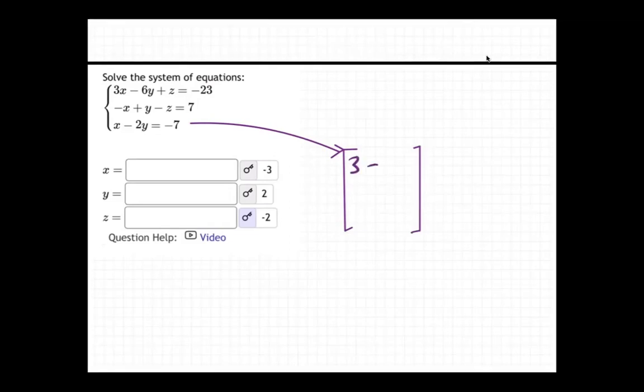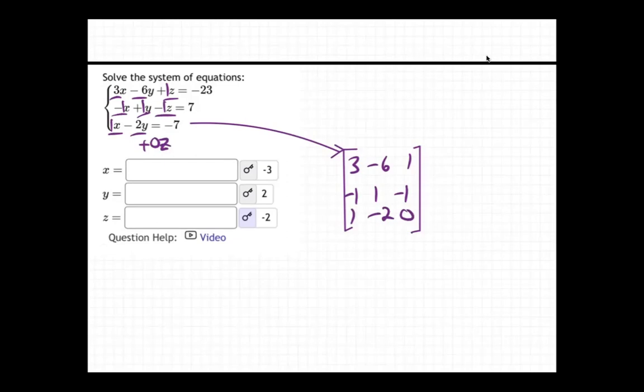So 3, minus 6, 1. Where did I get that? 3, minus 6, and there's 1 in front of z. And then this is a minus 1, 1, minus 1. And this is 1x and minus 2y, and there's no z at all. So that's the same thing as plus 0z.